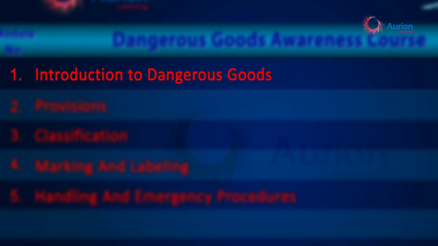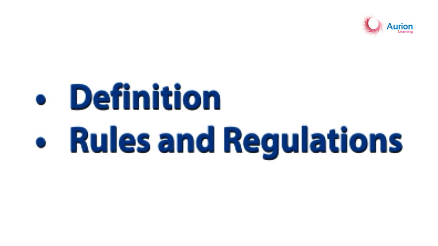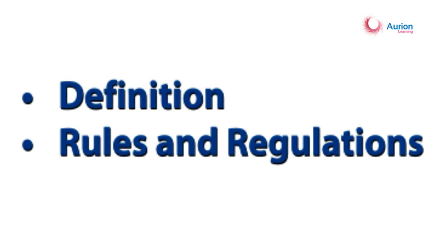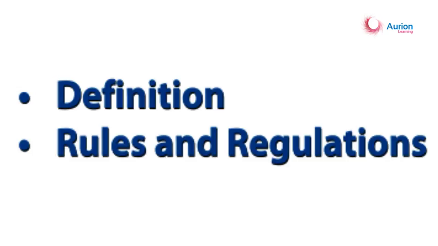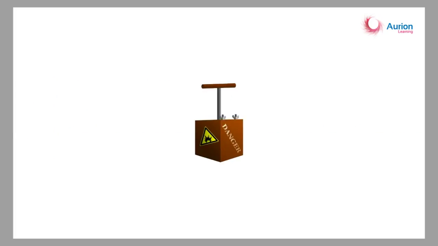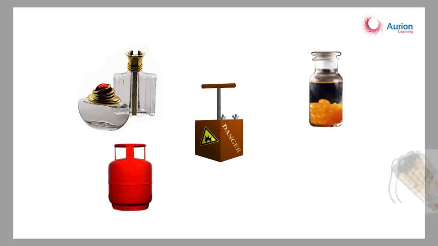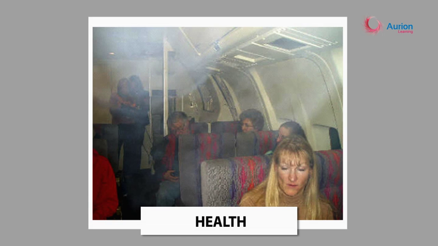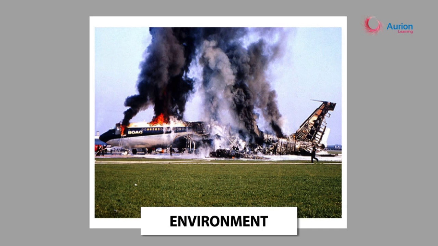Let's start with our first module, which will cover the definition of dangerous goods, why there are rules and regulations for the safe transportation of dangerous goods by air, and who defines them. Let's start by defining dangerous goods. Dangerous goods are articles or substances which are capable of posing a risk to health, safety, property, or the environment.